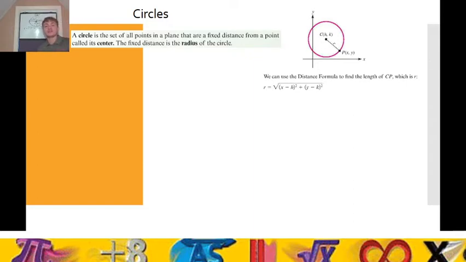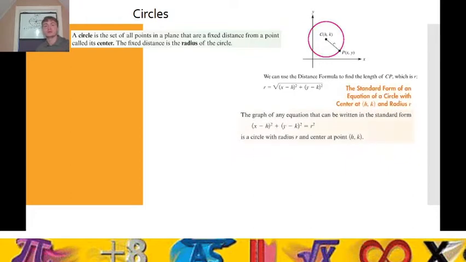Now, squaring each side of the equation, we have that r squared is equal to the square of x minus h plus the square of y minus k. So that x minus h quantity squared plus y minus k quantity squared is equal to r squared, where we want to be reminded that r represents the radius of our circle, that is the distance between the center and the outside of the circle.